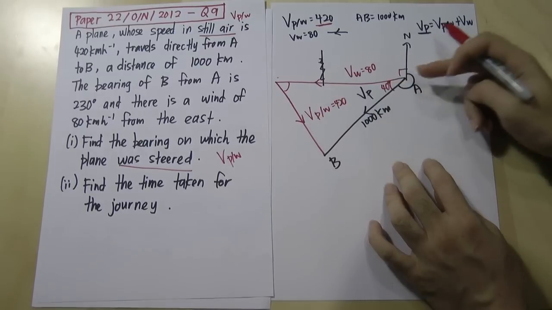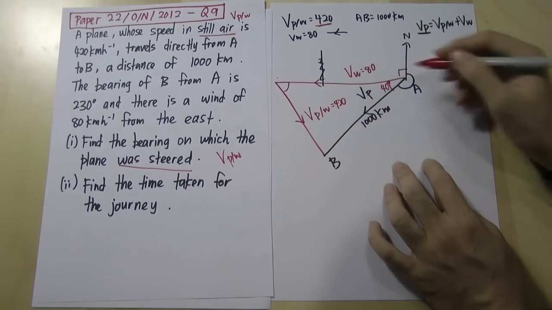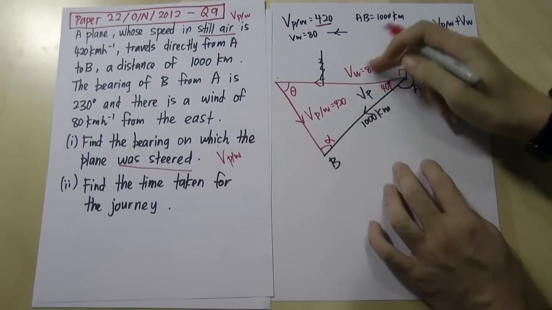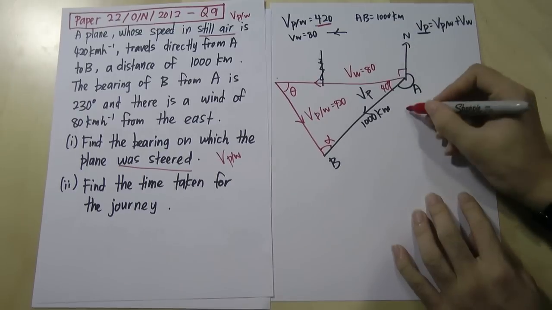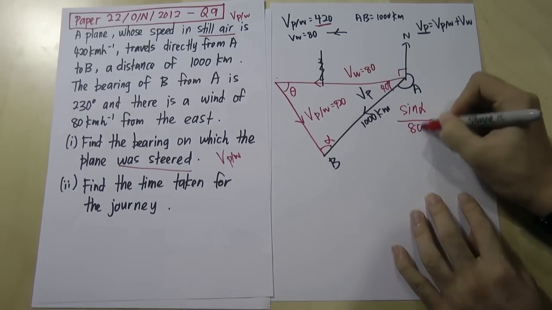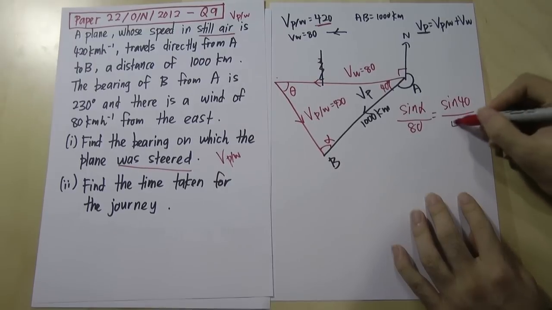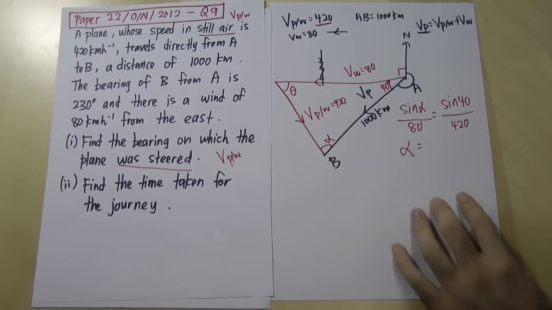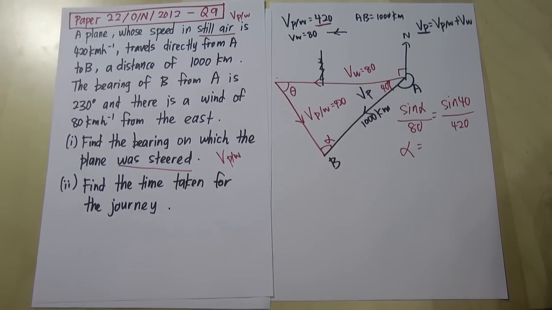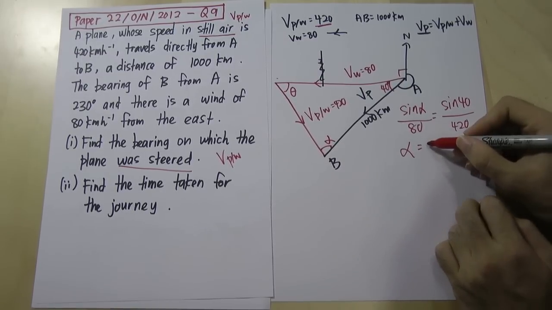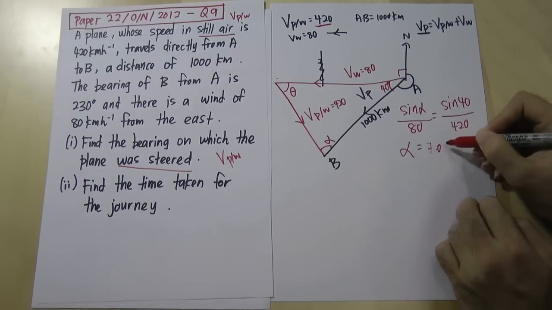Alright, can I use the sine rule? I can't straight away get this one. I'm going to call the angle I want alpha. I need to get alpha first because I got 80 over here. So sine alpha over 80 equals sine 40 over the opposite side, 420. I can get alpha easily: I press sine 40, divided by 420, multiplied by 80, then shift sine answer. I got 7 point something, I got 7.03.